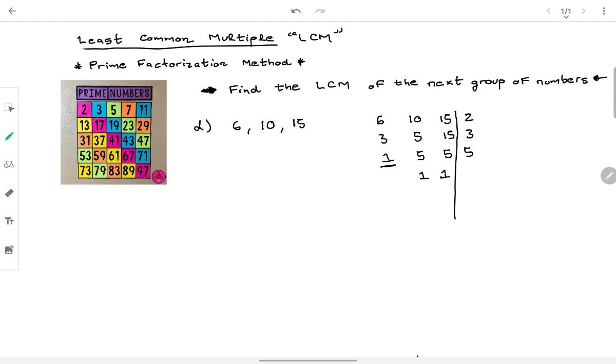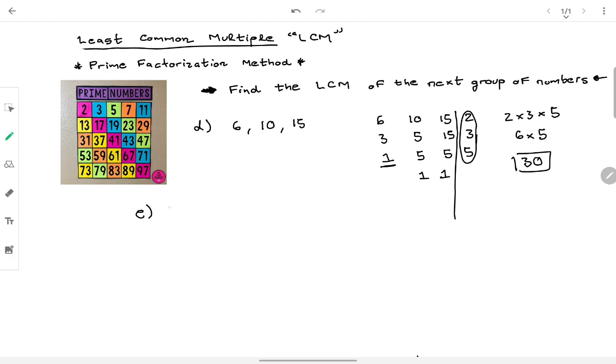So to obtain the least common multiple, we need to multiply these 3 numbers. 2 times 3 multiplied by 5. That will give us 6 times 5, and that will give us 30. So 30 is the least common multiple of 6, 10, and 15. Let's see another example of 3 numbers.